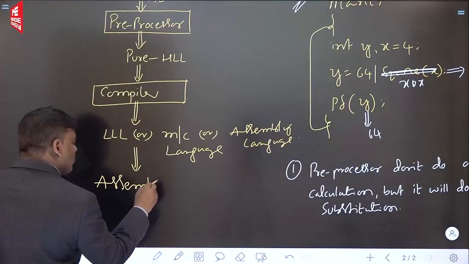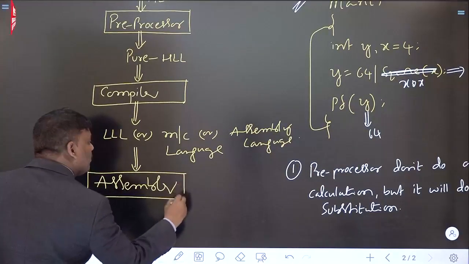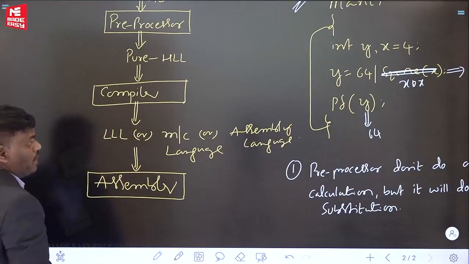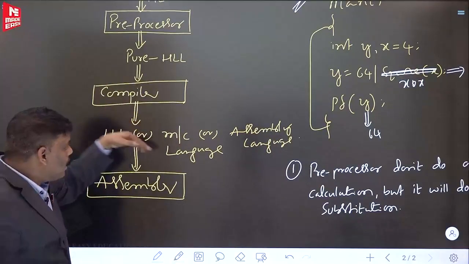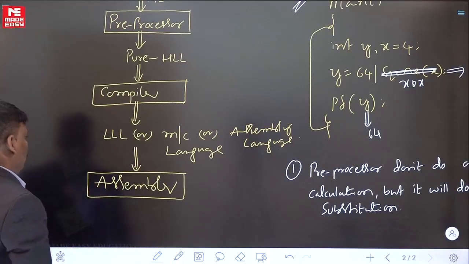This is the input to the assembler. Now people got to know why it is called assembly language, right? You are giving that language as input to the assembler. That is the reason it is called assembly language.